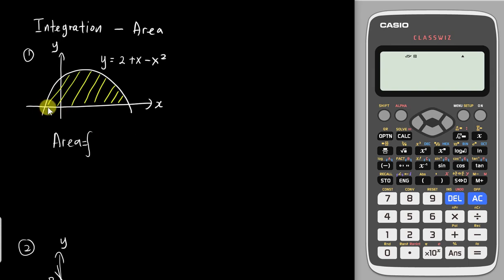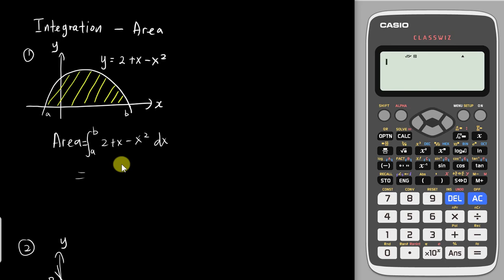So in order to find this area, you need to integrate from the value a here, which is the x-intercept, to the value b here. Toward the x-axis, that means here must be dx. And then you insert the whole equation, which is 2 plus x minus x squared. By solving this, we can straight away get the answer for the area.